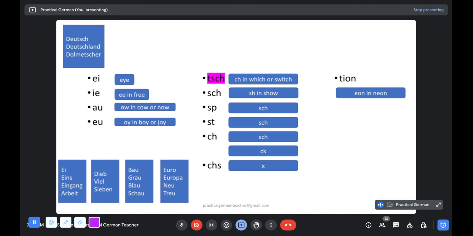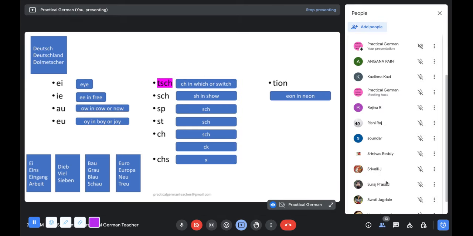Then the next one, this is TSCH, TSCH. Now, how do you say which or switch, right? That ch of which or switch, it is that. So, anyone wants to read apart from Veena, Suraj, and Rishi? If you participate, you learn. Otherwise, there's not much in these sessions. Anyone wants to go? Apart from Suraj, Rishi, let me just check if I can ask someone. You don't have to participate. I will ask just because I need to ask.